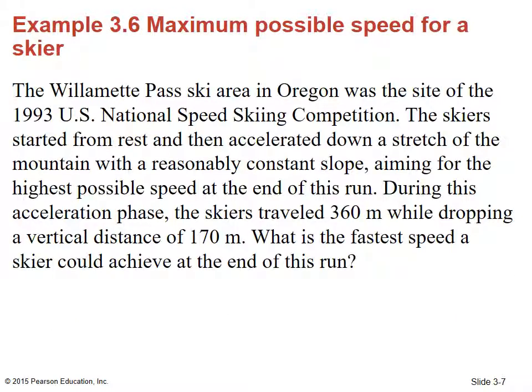The Willamette Pass ski area in Oregon was the site of the 1993 U.S. National Speed Skiing Competition. The skiers started from rest and then accelerated down a stretch of the mountain with a reasonably constant slope, aiming for the highest possible speed at the end of this run. During this acceleration phase, the skiers traveled 360 meters while dropping a vertical distance of 170 meters. What is the fastest speed a skier could achieve at the end of this run?